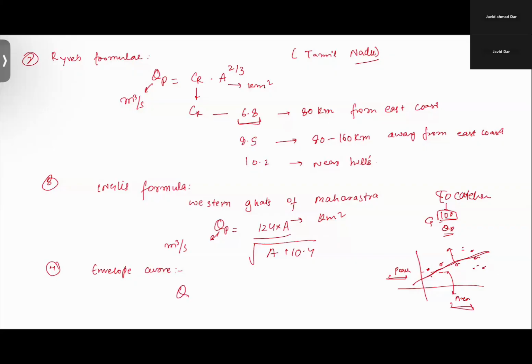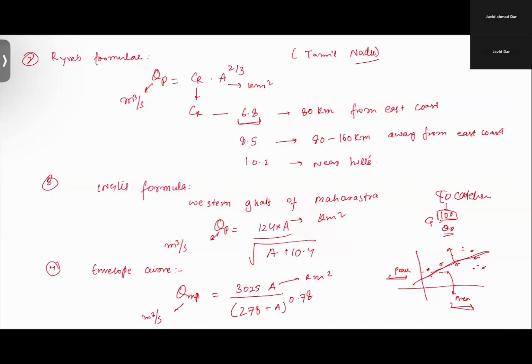So one such equation was given. It is Q_MP, which is the peak discharge using the envelope curve, is 325 into A, divided by 278 plus A, whole raised to the power 0.78. Again, A is in kilometers square and Q_MP is in meter cube per second.